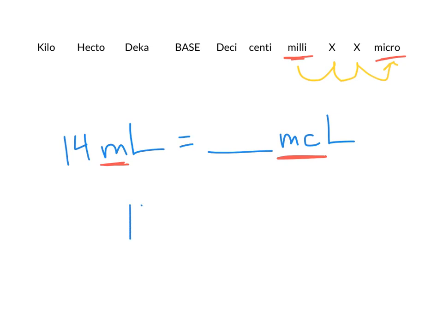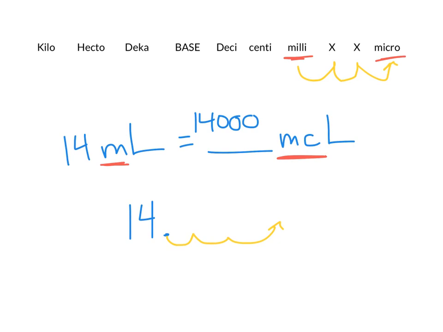Once again, with a whole number, the decimal is at the very end. I'm going to move it 3 places to the right, the way my map told me, and that just ends up adding 3 zeros. So my answer here would be 14,000. That's what happens anytime micro is involved.